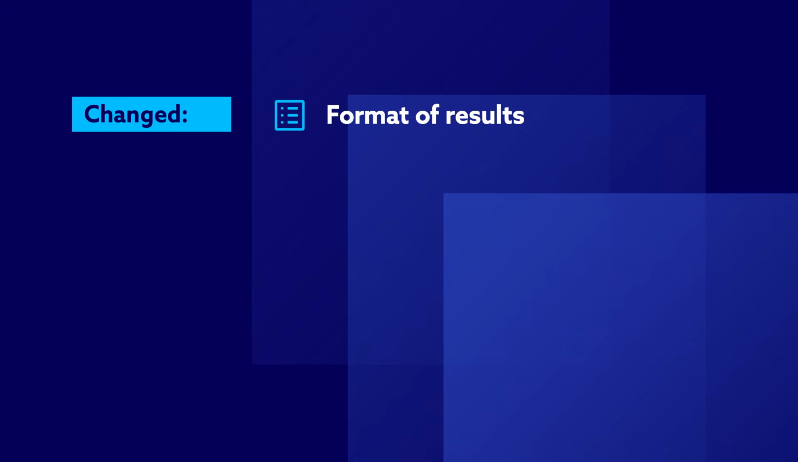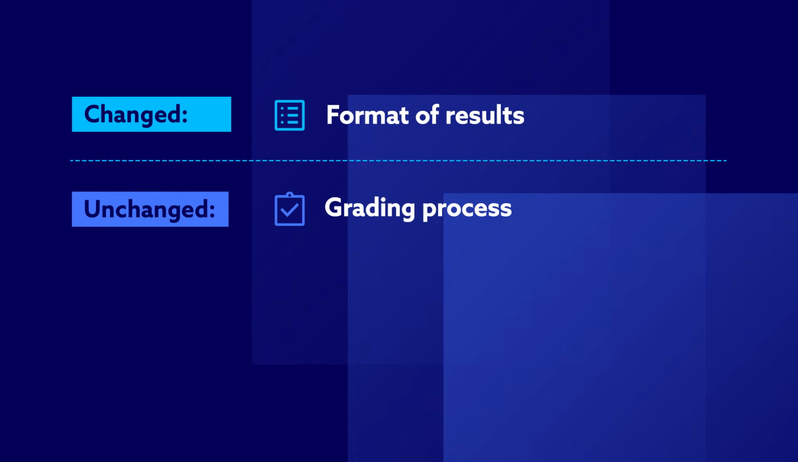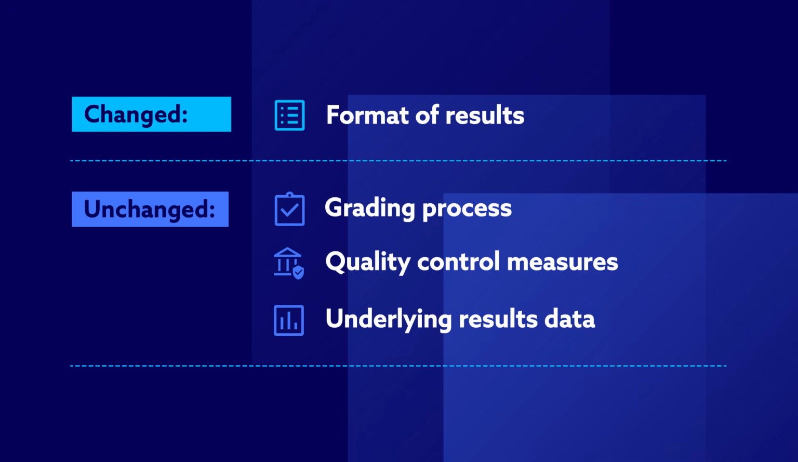Remember, your score report is your personal record. While you can see how your score compares to others, the pass or do not pass decision is based solely on whether you met the established performance standards for becoming a CFA charterholder. It's not on a curve or a relative performance. And keep in mind that while the format of the results report has changed, the grading process and the quality control measures remain consistent and rigorous, and the underlying results data used for the score reports is unchanged.